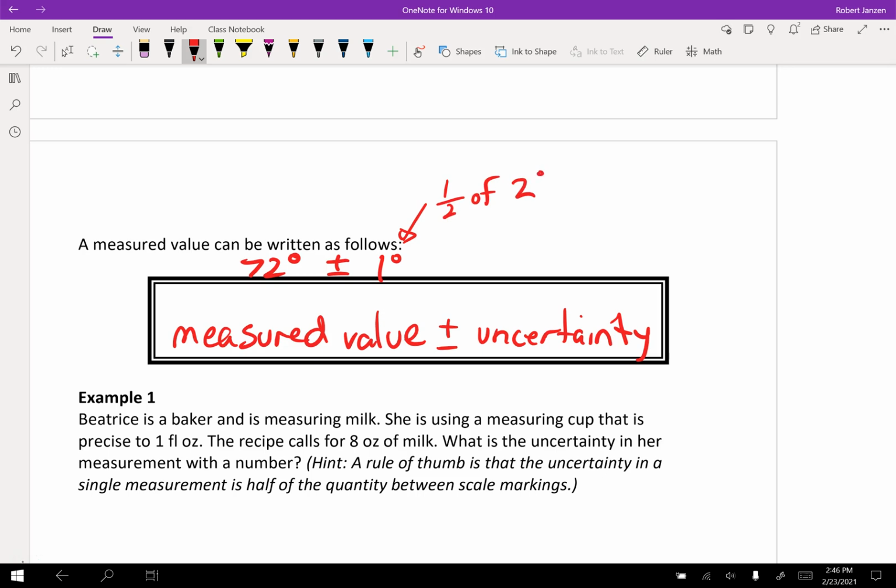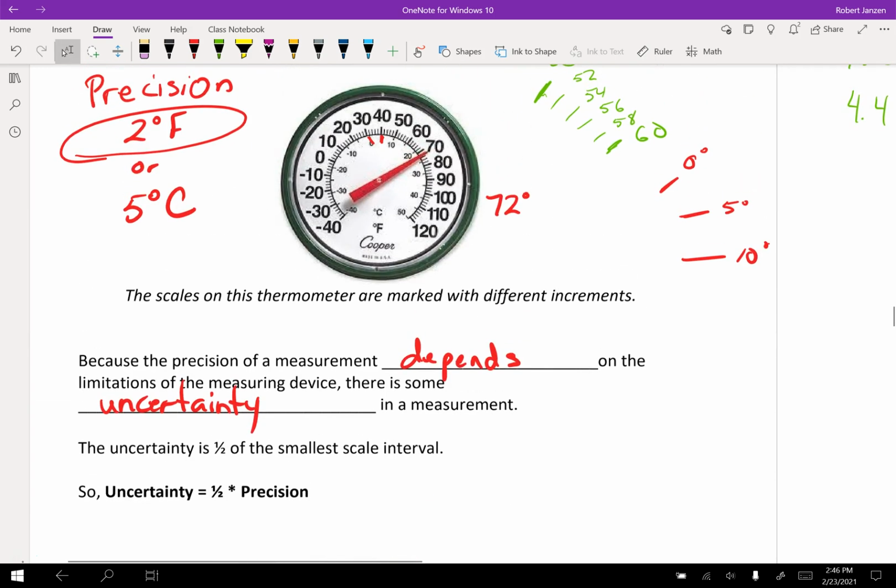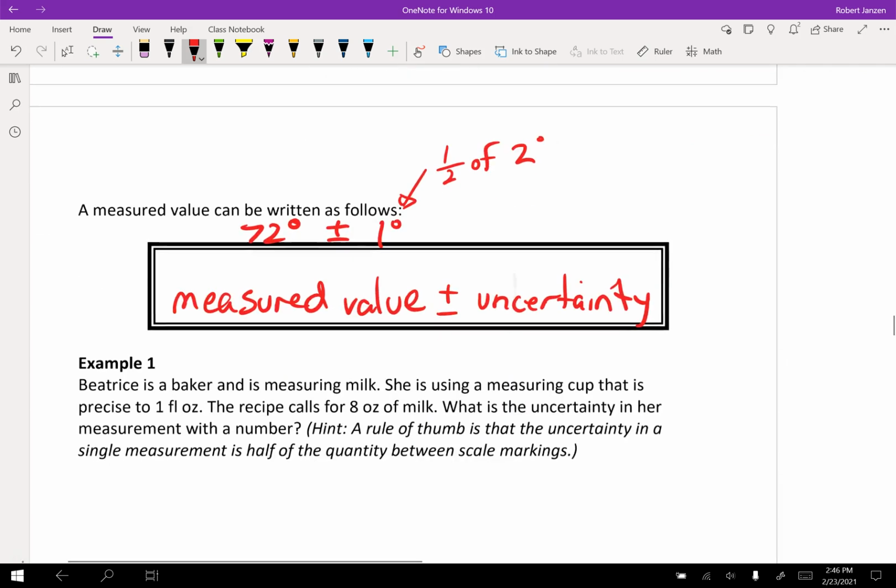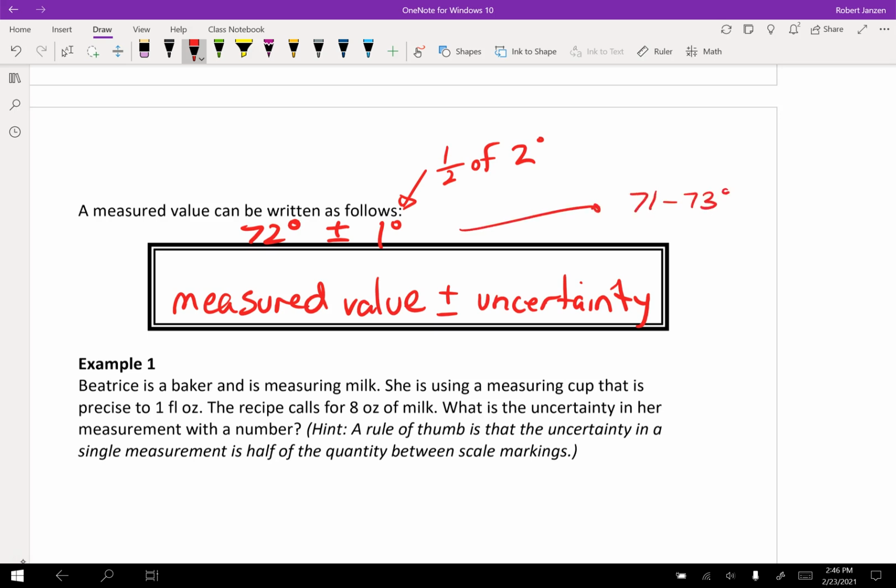Okay, so looking at this example, we say the precision is 2 degrees. We look at that measurement, we say it looks like 72 degrees, but because there is some uncertainty there, it could actually be 71, or it could be 73. It could be anything between 71 and 73. That's what this means. It's 72, could be plus 1, which would be 73. It could be minus 1, which is 71. So in other words, it could be anywhere between 71 and 73 degrees.